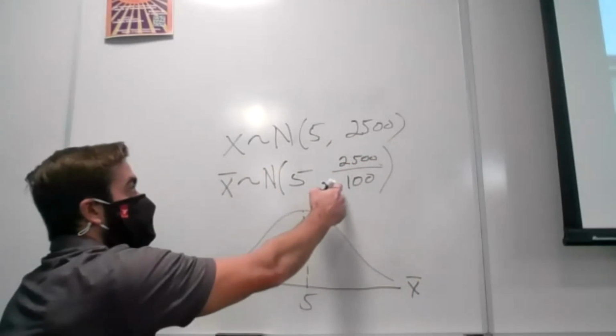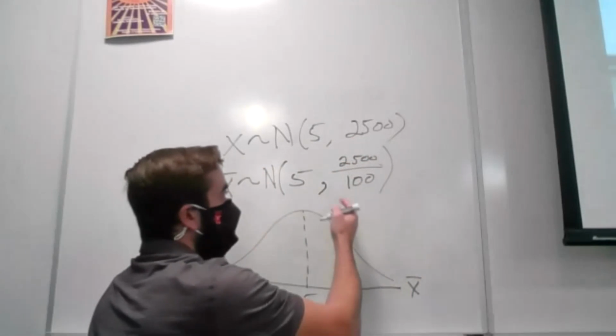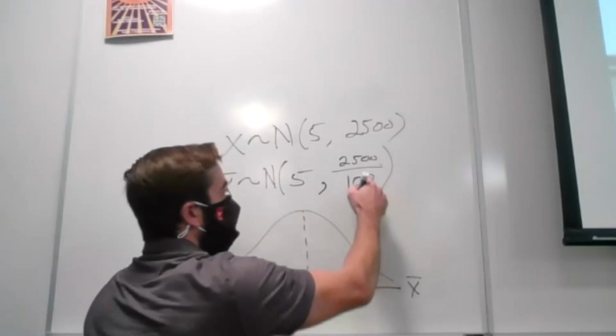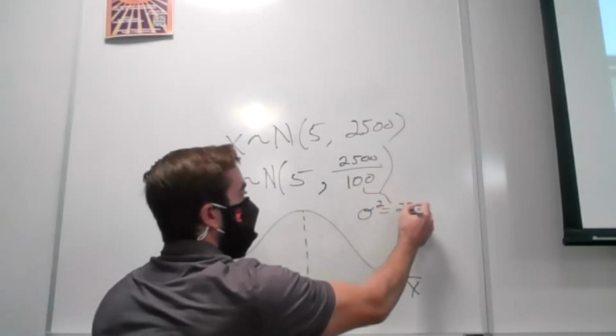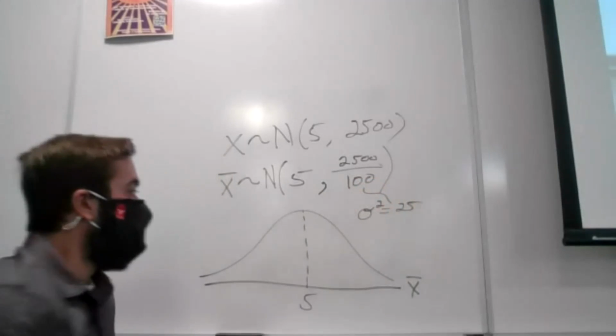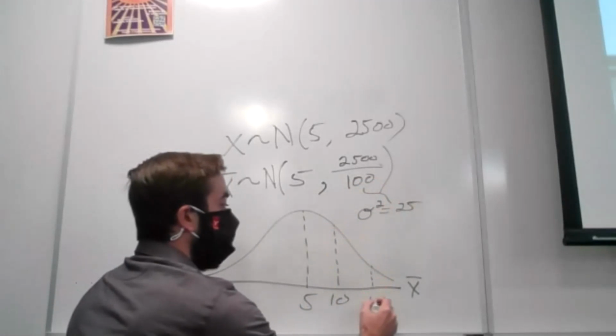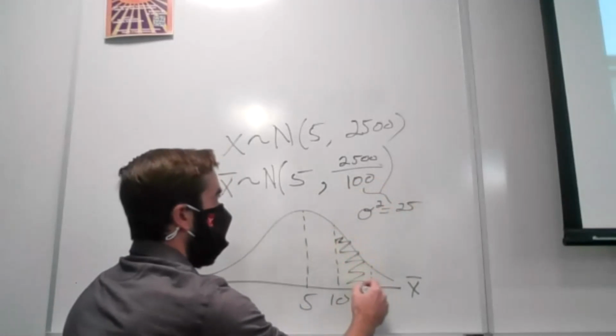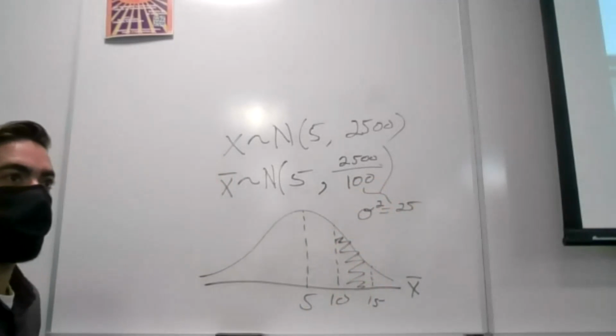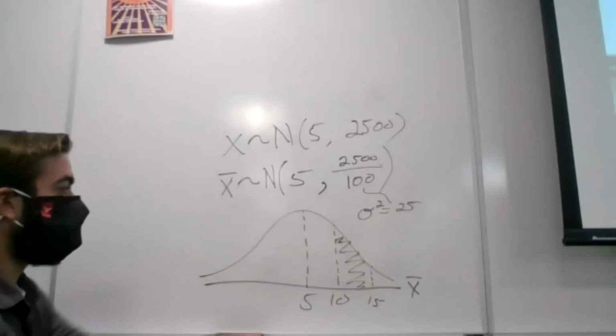So I can now think about the distribution of my sample means as normally distributed around that mean of 5, and then the variance of my sample means will be what? I think this is 25, right? And I want to know the probability I see a sample mean between 10 and 15. So what do I need to do?